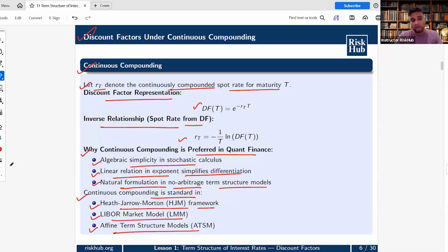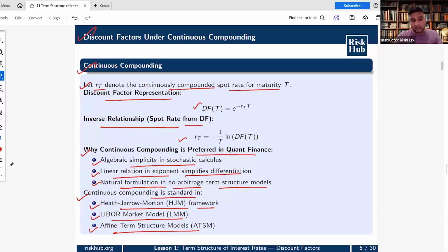When we say the first formula, DF of capital T equals exponential raised to the power minus R sub capital T times capital T, where exponential is the base of the natural logarithm, roughly equal to 2.71828. R sub capital T here means the continuously compounded spot rate. It's a different number from the annually compounded rate for the same maturity. Interest is added to the balance at every instant rather than once a year.